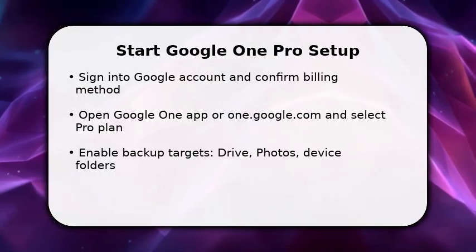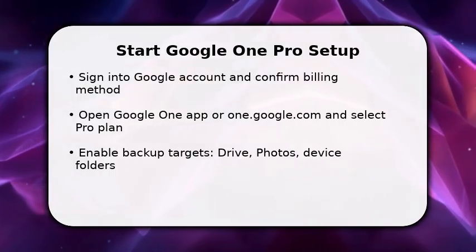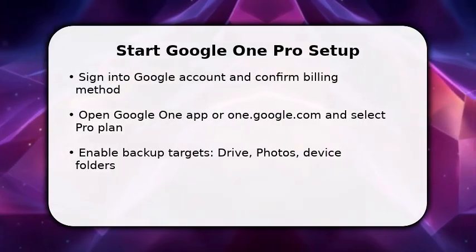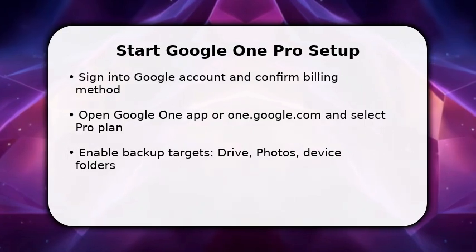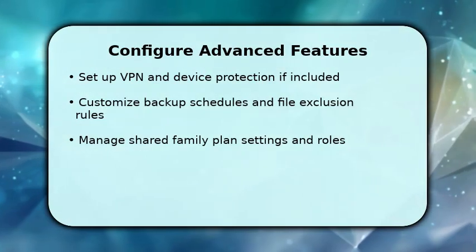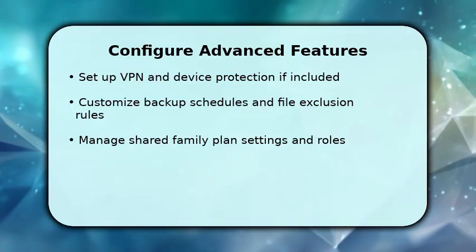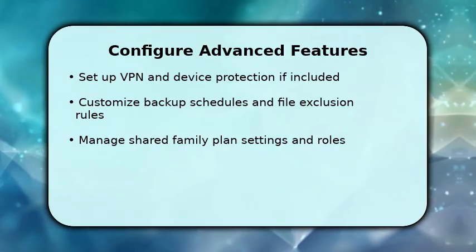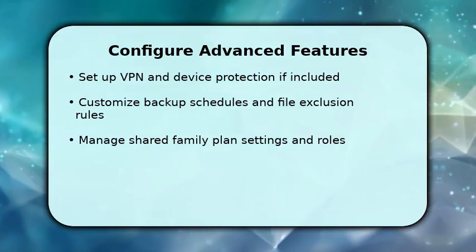Once done, make sure automatic backups are enabled and select Wi-Fi only if you want to save mobile data. This begins the proactive protection of your files. Once backups are running, configure advanced features you'll actually use. Turn on the Google One VPN if your plan includes it to secure browsing. You'll find that option in Security.